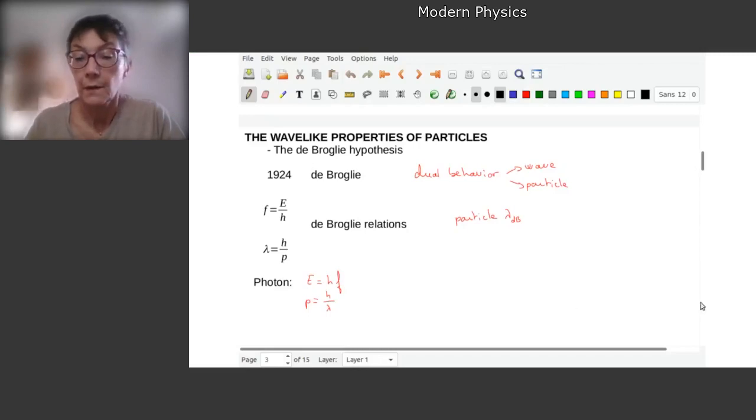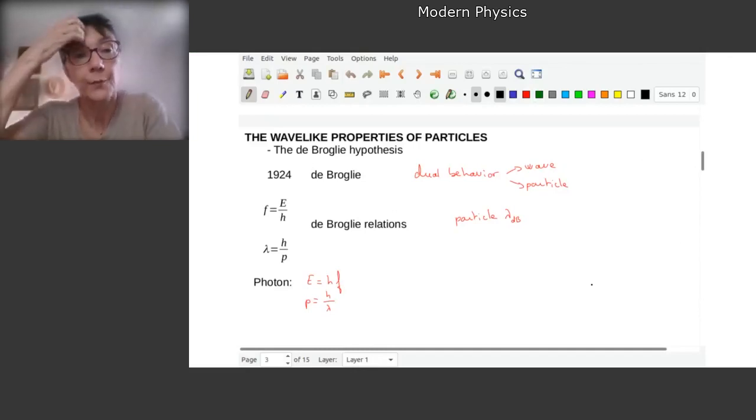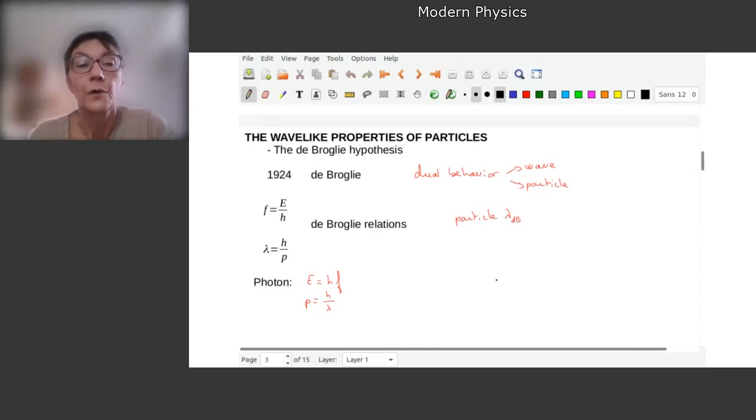Okay, so we saw last time the de Broglie hypothesis. De Broglie said that matter particles also could have wave behavior, and so he wrote two relationships. The first one relates the frequency of the wave with the energy of the particle, and they are related through the Planck constant h. The second one relates the wavelength of the wave and the linear momentum of the particle, also related through the Planck constant, and the relation is this one.